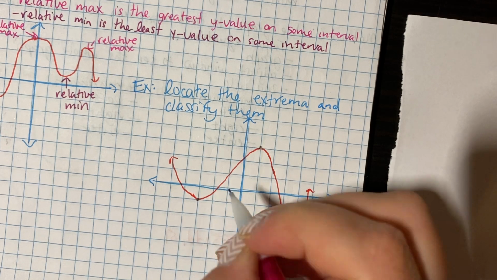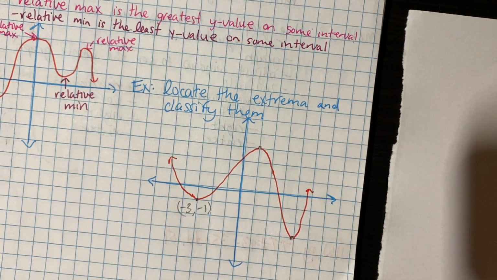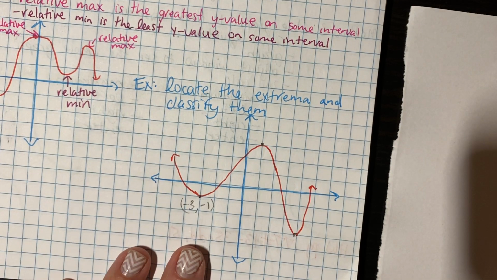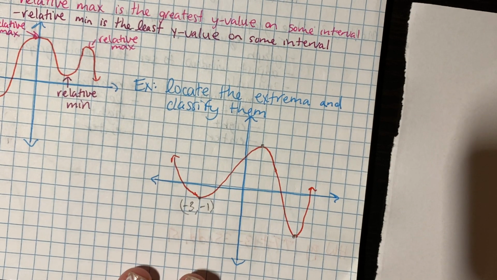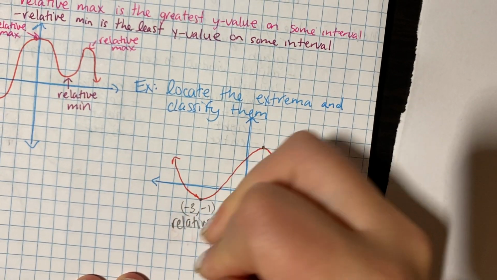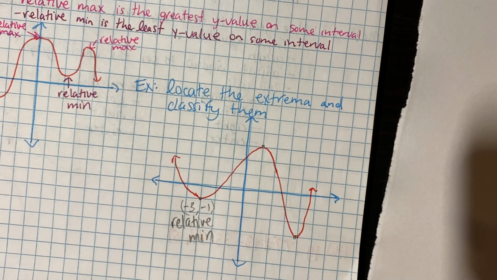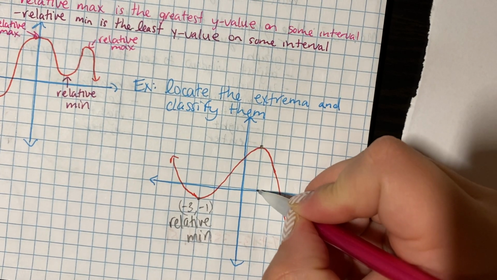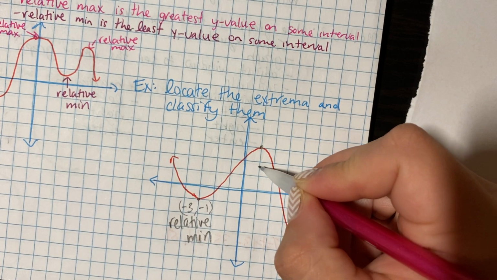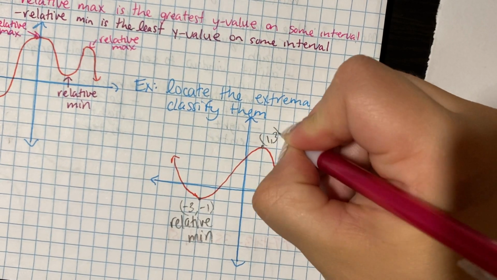So 1, 2, 3. So -3, down 1. This is going to be a relative minimum. I'm fine if you just put min and max. All right, this one over here is at 1, 1, 2, 3, 1, 3.